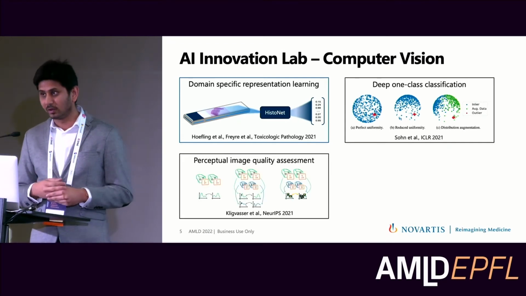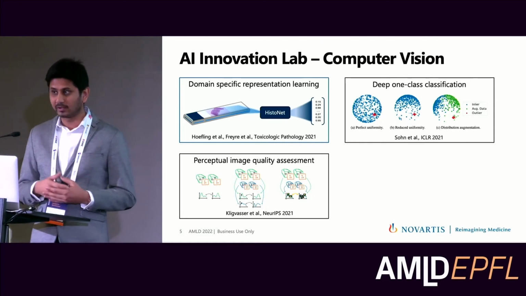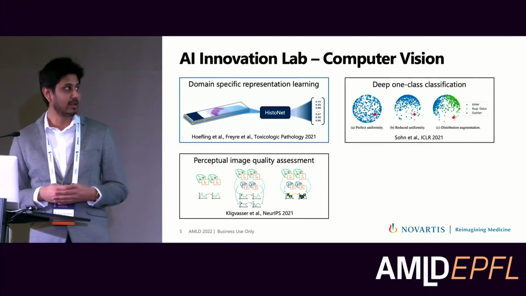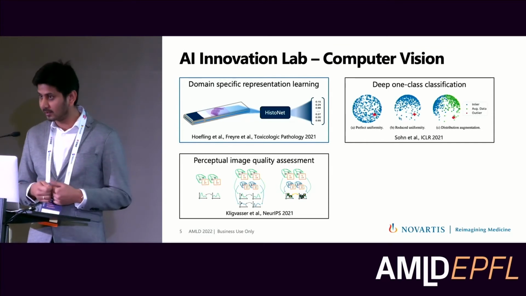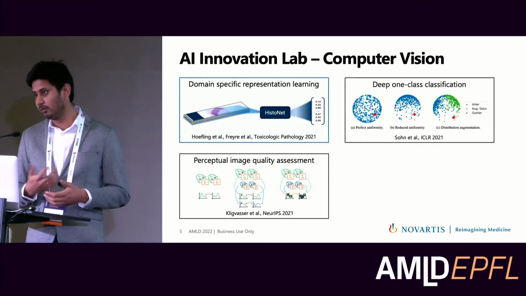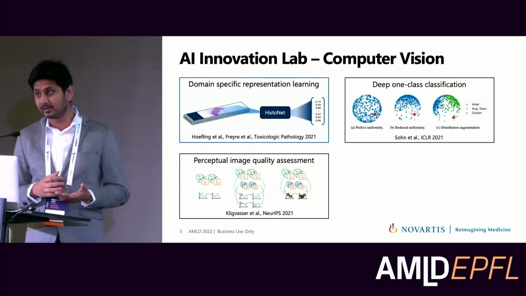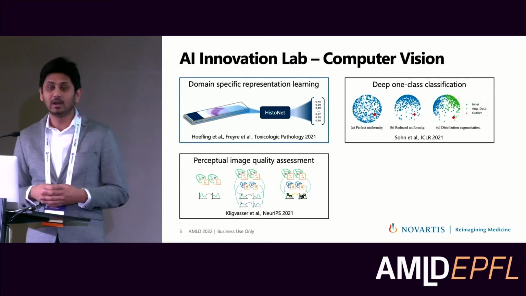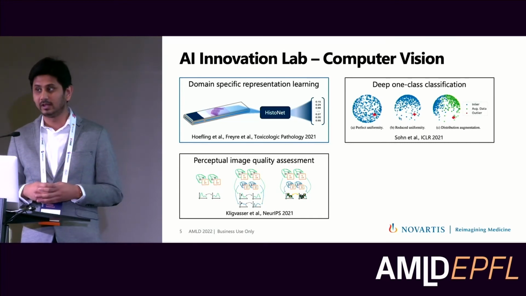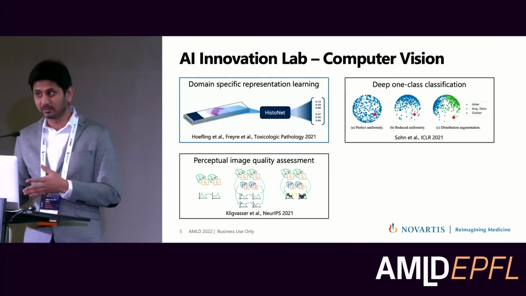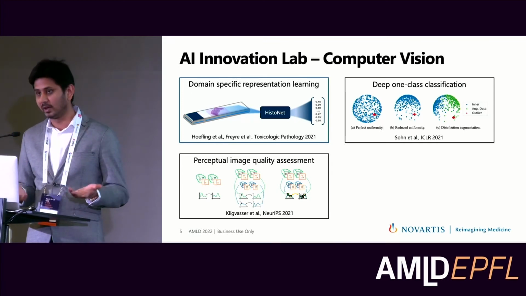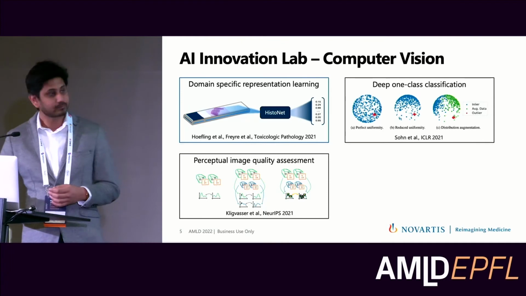Another problem that we solve is perceptual image quality assessment. Distribution shifts are extremely common in the healthcare domain, and one way to detect distribution shift is by doing perceptual image quality assessment, and deep features have been extremely effective at this. Instead of using ImageNet features, we have noticed that if we use domain-specific features, we can do a way better assessment of image quality.